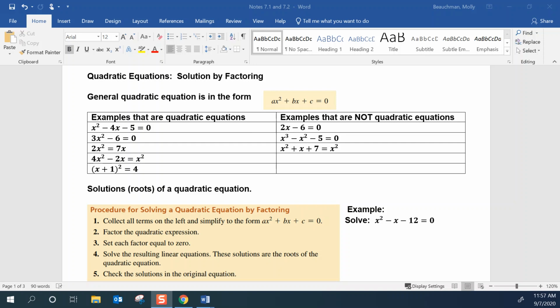In this video, we'll take a look at what a definition of a quadratic equation is, and then we'll see how we solve quadratics by a method of factoring. So what is a quadratic equation?